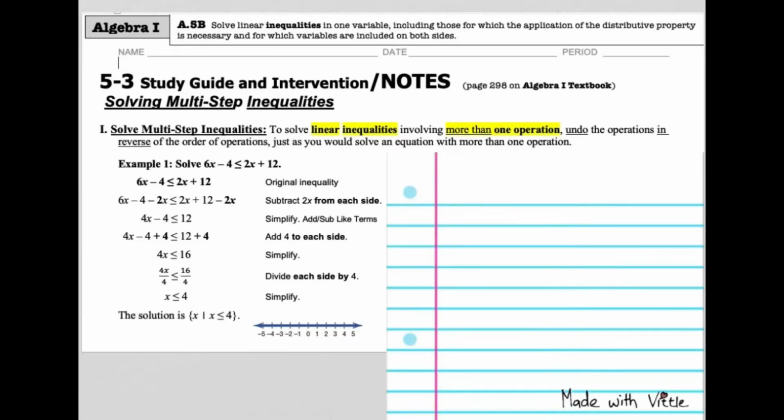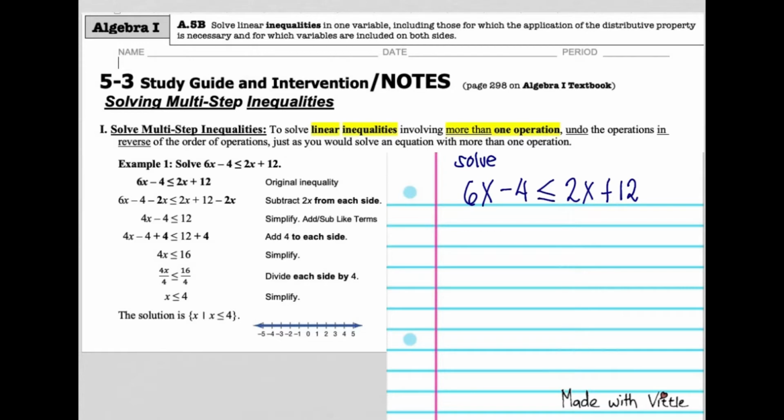Our topic is 8.5b, solve linear inequalities in one variable, including those for which the application of the distributive property is necessary and for which variables are included on both sides. Solving inequalities is just the same as solving linear equations. It's just that this time it's not an equal sign in between two expressions. It's going to be inequality symbols such as less than, greater than, or less than or equal to, or greater than or equal to. And then we're going to plot our answer on a number line.